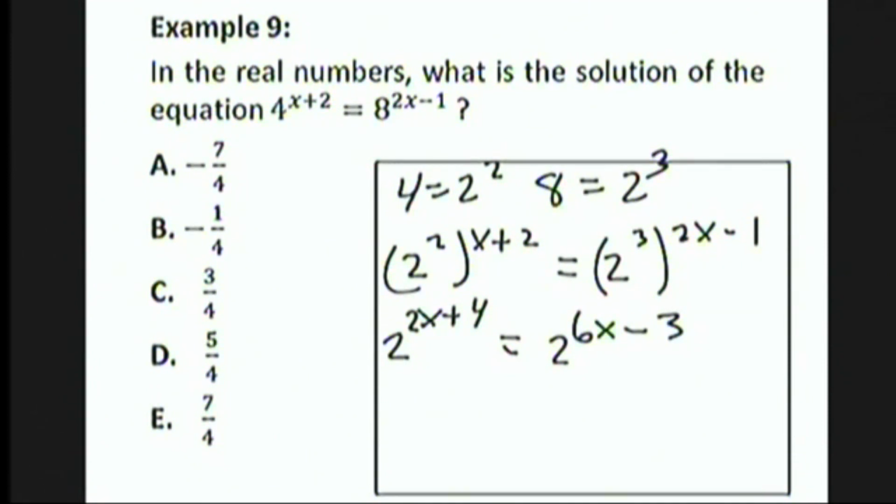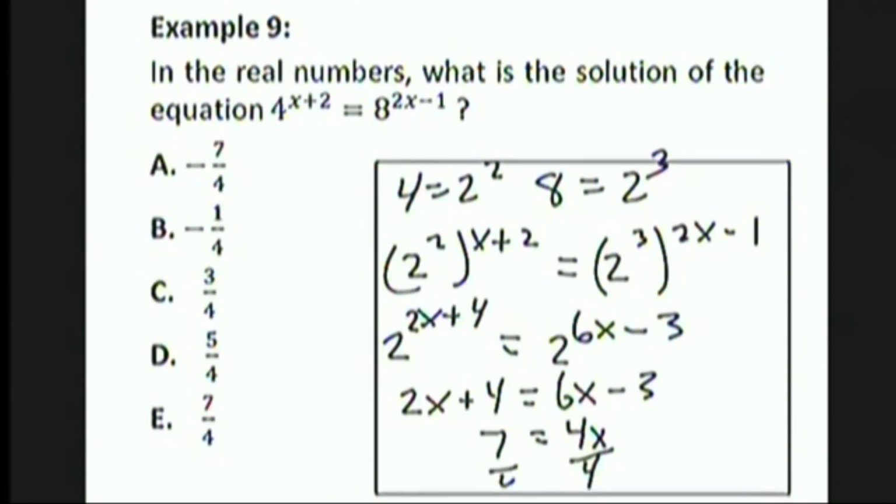Now that the bases are the same, we can set the exponents equal to each other. 2x plus 4 equals 6x minus 3. Okay, I'm going to bring the 2x over to the right by subtracting, and the 3 over to the left by adding. So we have 7 is equal to 4x. Finally, divide each side by 4 to get that x is equal to 7/4. This is choice E.